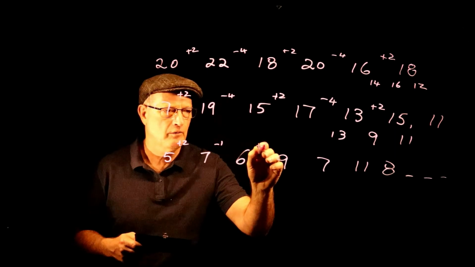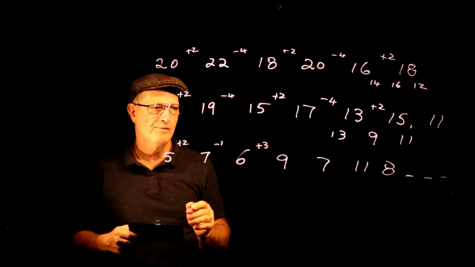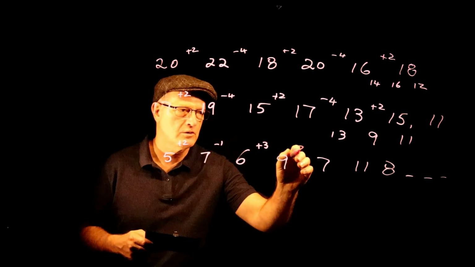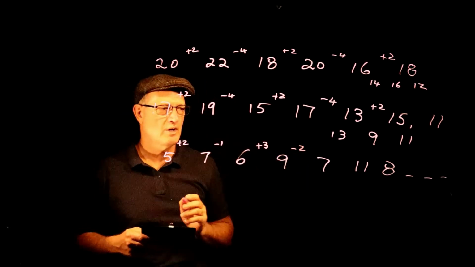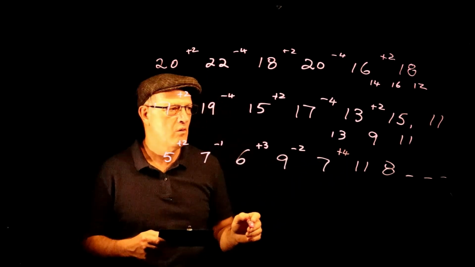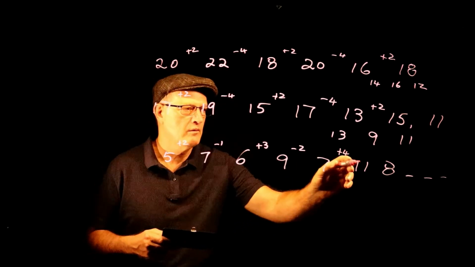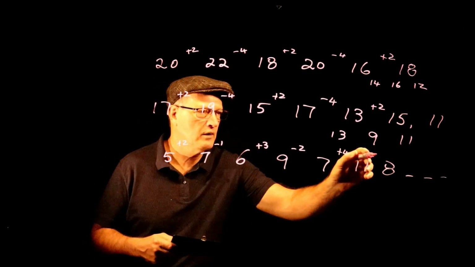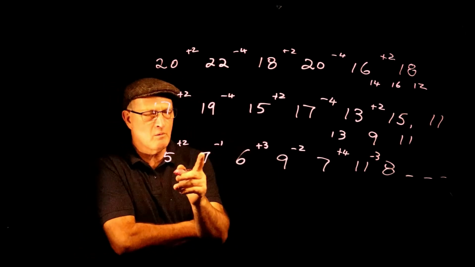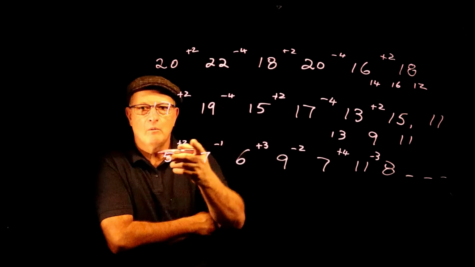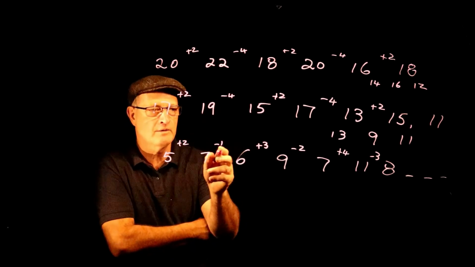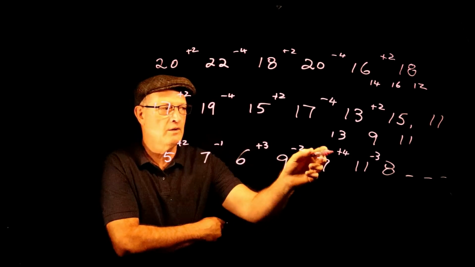Then we're plussing 3. 6 plus 3 is 9. Then we're taking 2 to 7. Then we're plussing 4. 11, 10. We're taking 3. So now we've got to sit back and we've got to work out what the pattern is with what is happening with our adding and taking. We're clearly adding and then taking, adding and then taking, adding and then taking.